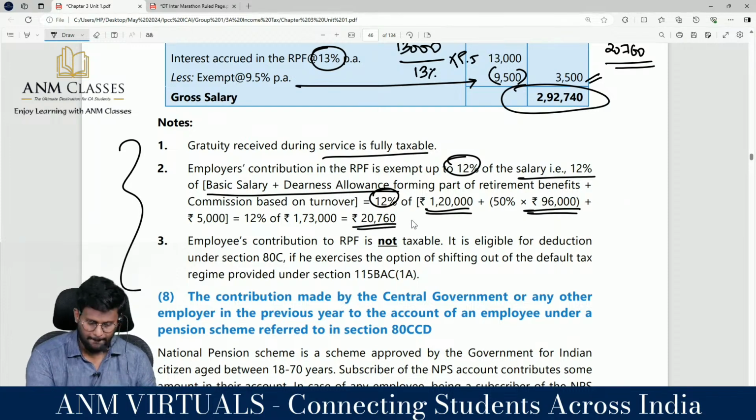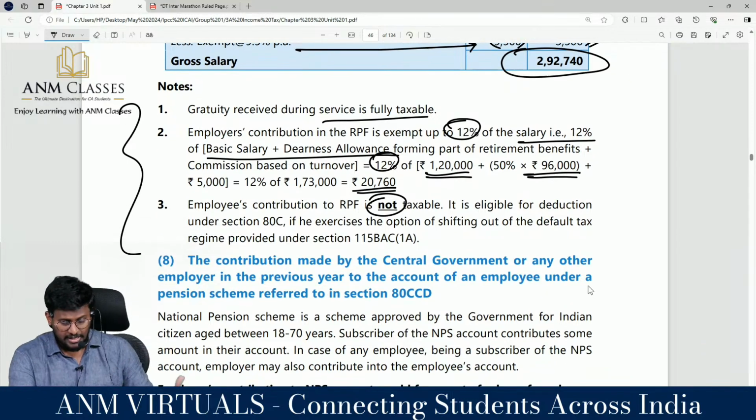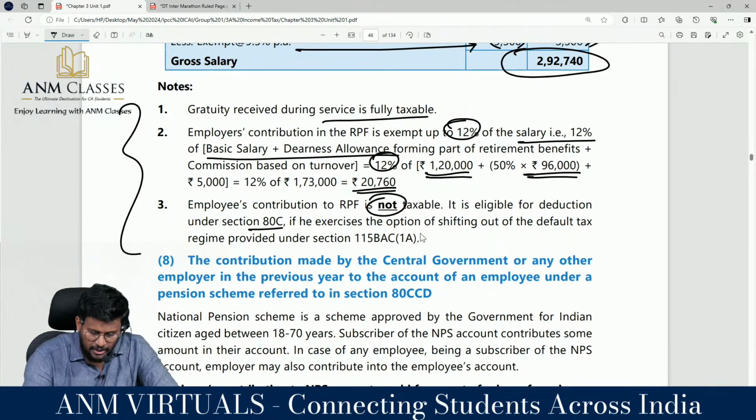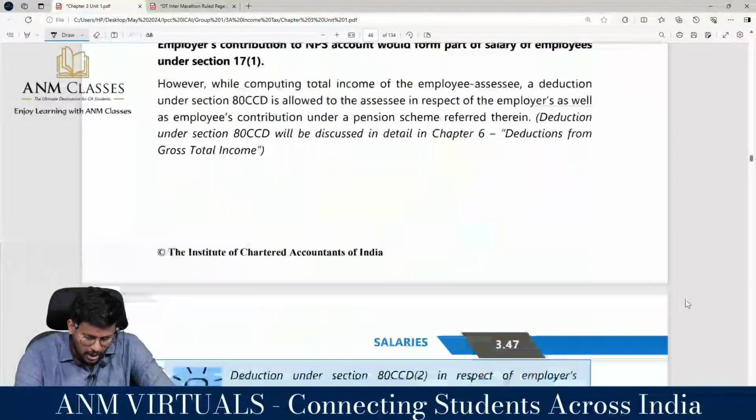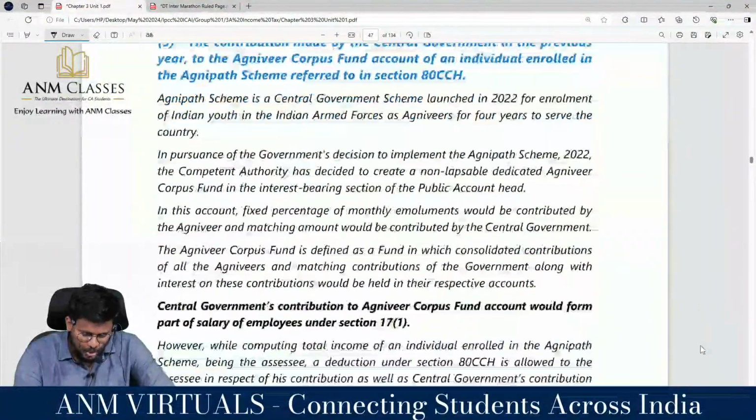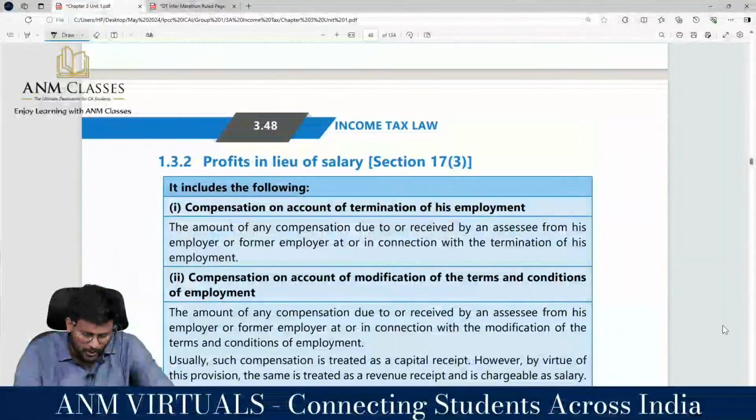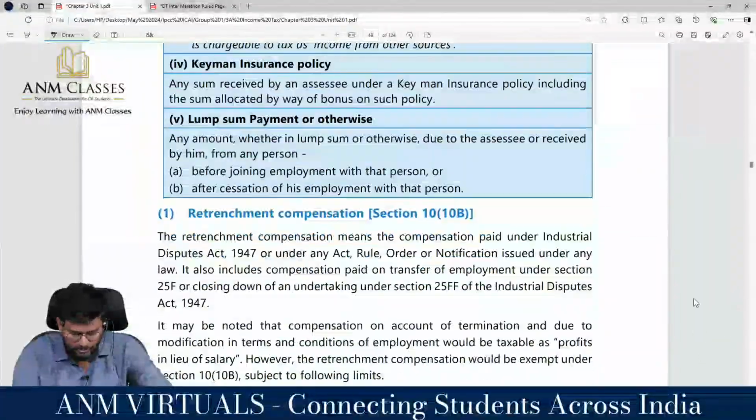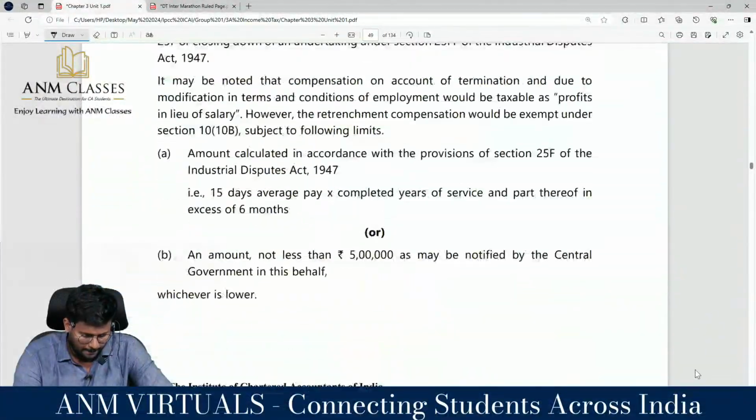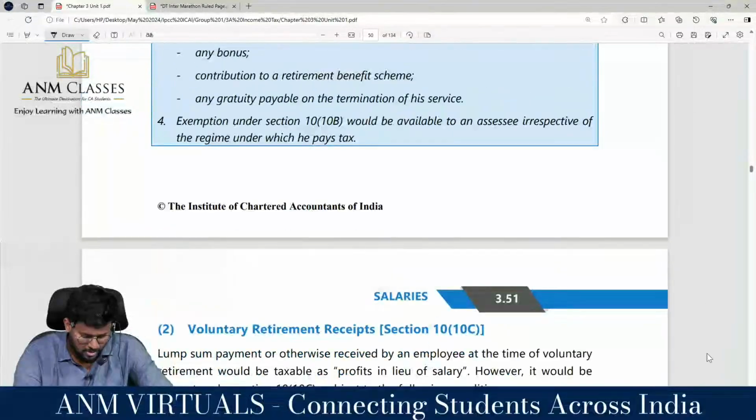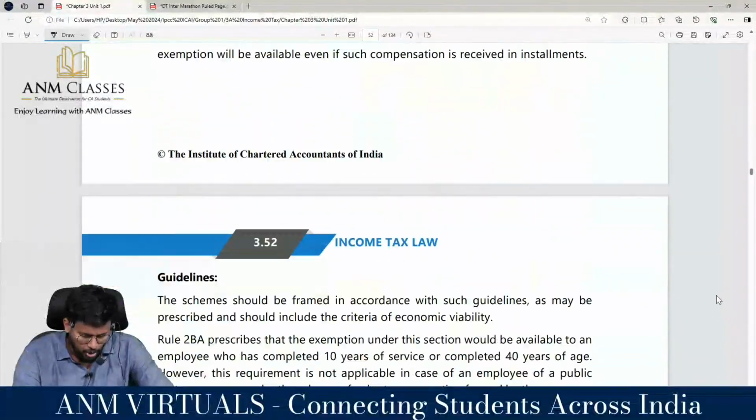Comes to 20,000. Employee's contribution to RPF is not eligible for deduction under the new regime. It is eligible for deduction if he exercises the option of shifting out of the default tax regime provided under 115BAC subsection. ஒத்துக்கிறியா? Yes, sir. With this, illustration number 8 comes to an end. Shall I move to illustration number 9?